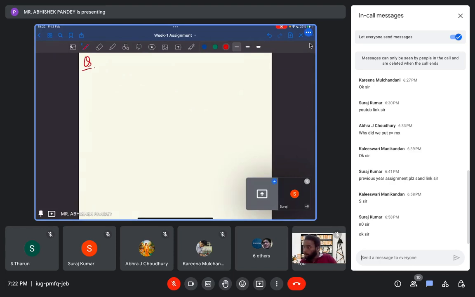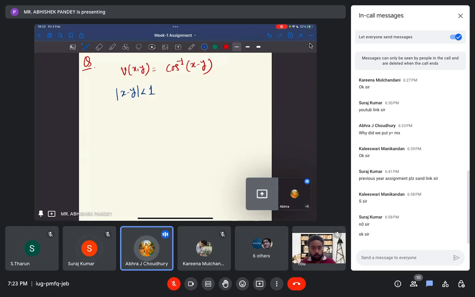So this is v of x comma y is equals to cos inverse of x minus y. So where is cos inverse defined? What is the domain of cos inverse x? So modulus of x should be less than 1. So for this, modulus of x minus y should be less than 1, isn't it? So should it be less than equals to 1?